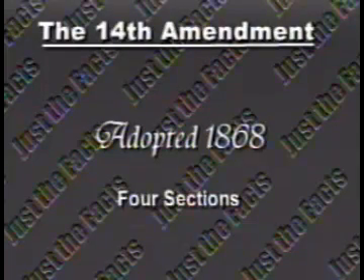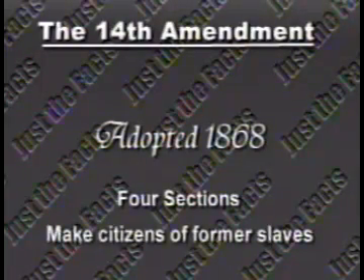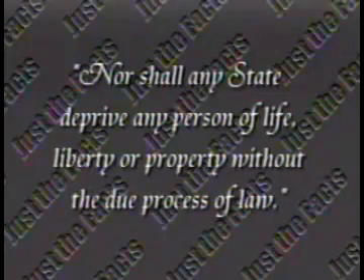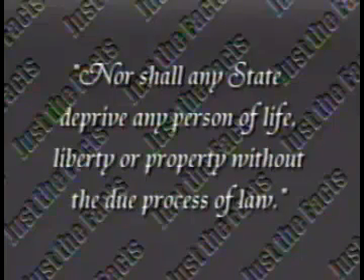The 14th Amendment has become one of the most important parts of the Constitution. It's divided into 4 sections. The purpose of Section 1 is to make citizens of former slaves. It states, "All persons born or naturalized in the United States and subject to the jurisdiction thereof are citizens of the United States and of the state wherein they reside." Section 1 goes on to establish this important doctrine: "Nor shall any state deprive any person of life, liberty, or property without due process of law."